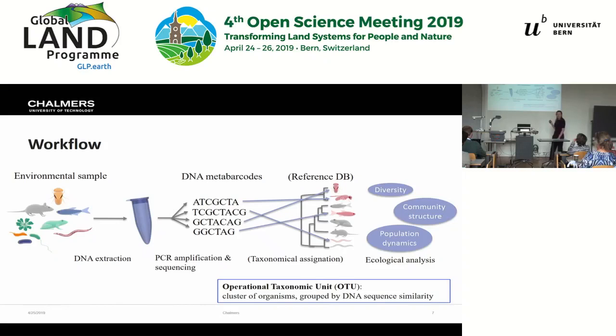But as I showed you in the last picture, a lot of biodiversity is still unknown. And even if a species is described, we might not have its genetic information. So instead of going down all the way to species level, we can group them in very closely related individuals. This is based on the similarity of the genetic code, which is most often 97%. If they are more similar than 97%, they're grouped together in one unit, which is then an operational taxonomic unit. This is the most common way to express microbial diversity, actually.